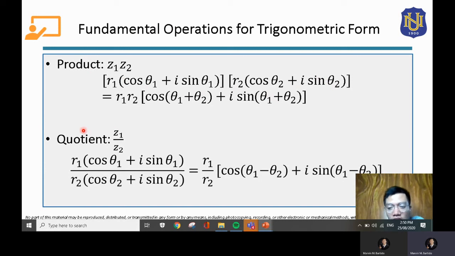And for the quotient, it's the same principle again. If you divide r1 (cosine theta 1 plus i sine theta 1) over r2 (cosine theta 2 plus i sine theta 2), you just divide the moduli, so that will be r1 over r2. And for your theta, it will just be subtracted, so this becomes cosine of theta 1 minus theta 2 plus i sine of theta 1 minus theta 2. So it's the same.